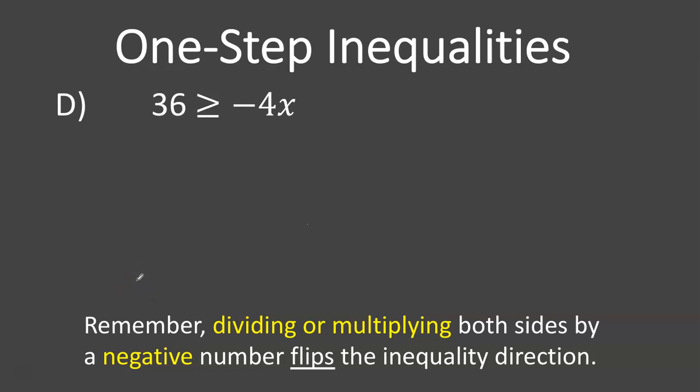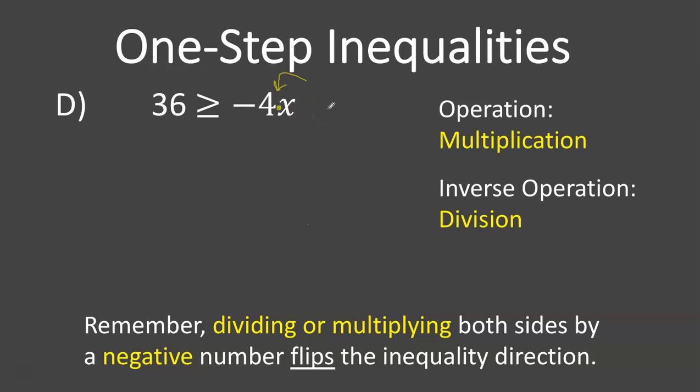In this video, we're going to continue our review of one-step inequalities. Take a look at example D. Look at -4 and x and think about what operation is in between them. Is it addition, subtraction, multiplication, or division? If you don't see anything in between, that means that they're separated by multiplication. Don't be fooled, they're not separated by addition or subtraction, they're separated by multiplication.